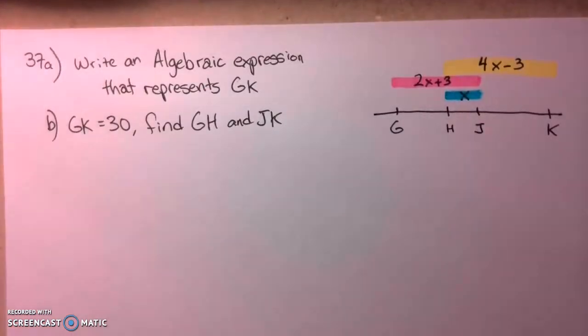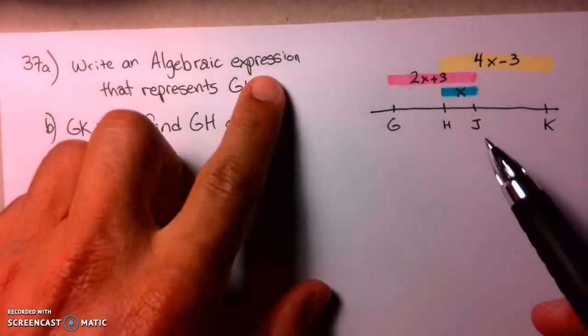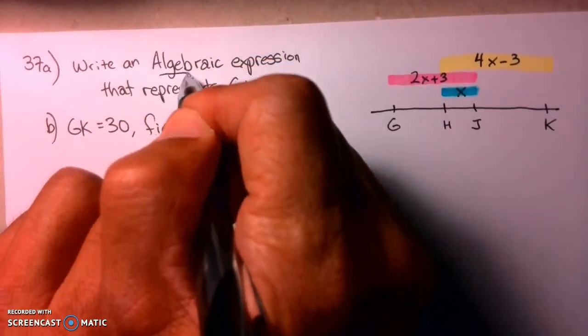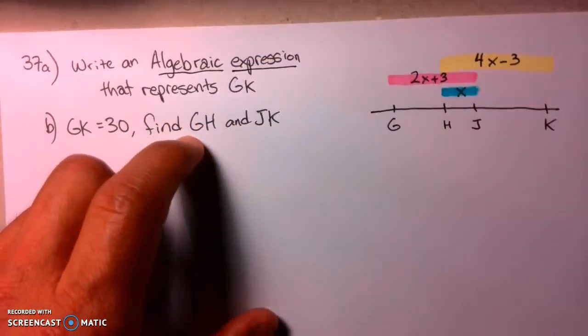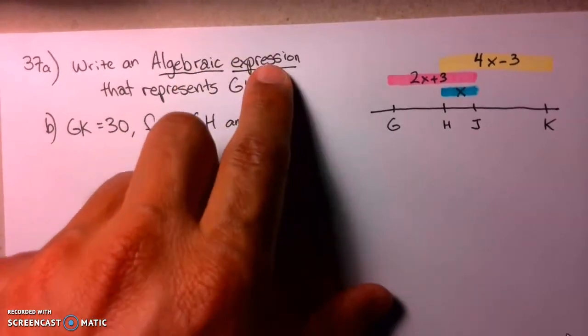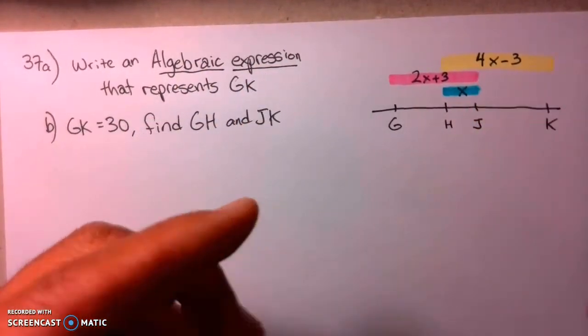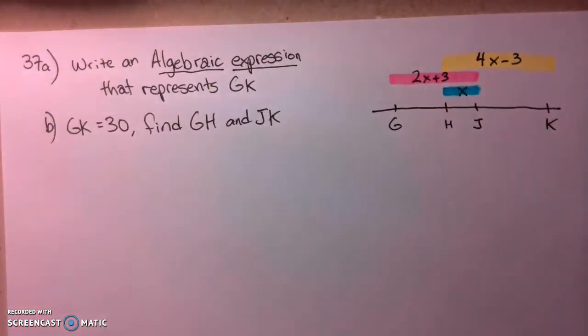Okay, we're going to look at number 37 here. I kind of drew it here. It says, write an algebraic expression that represents GK. Now, first of all, what's an algebraic expression as opposed to an algebraic equation? An equation would have an equal sign. An expression would be something like 4x minus 3, 7x plus 2. It's just a variable and some numbers, but you don't need an equal sign.